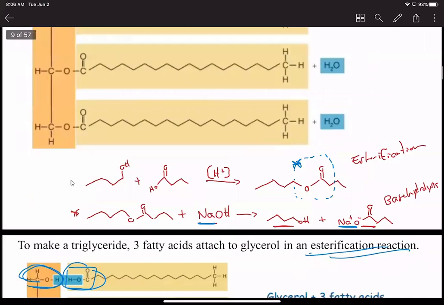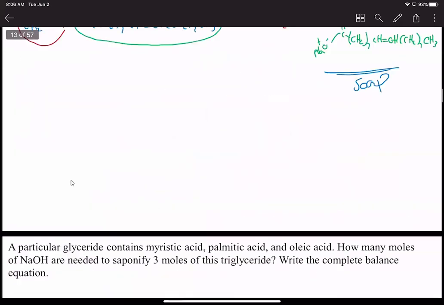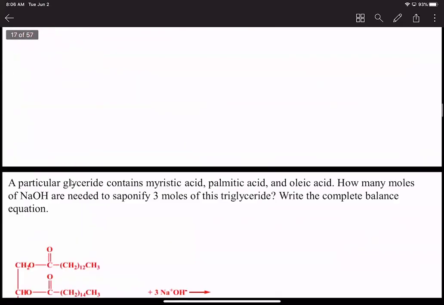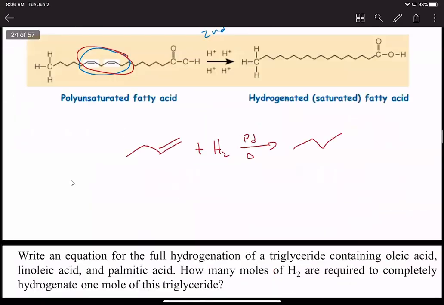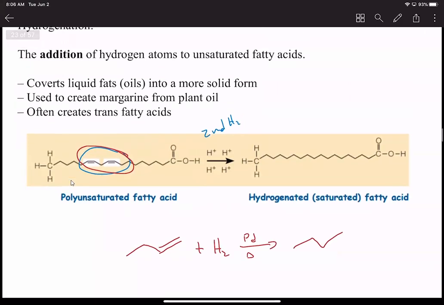All right, so let's get back to where we stopped. We did our triglycerides, hydrogenation.